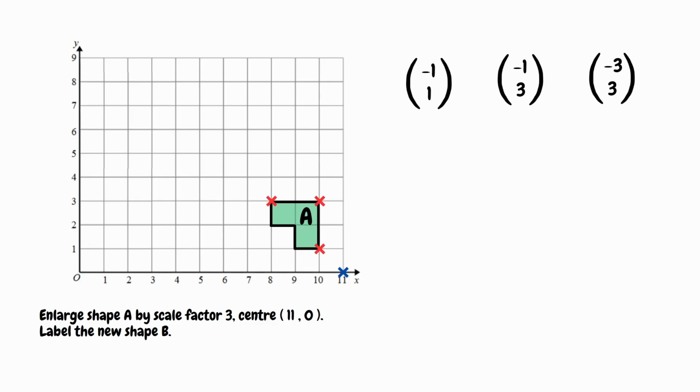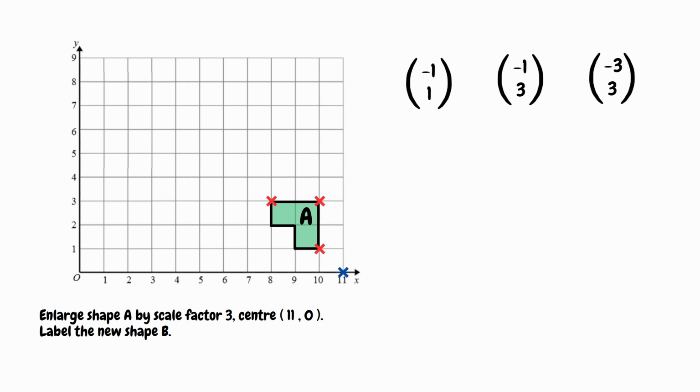So there are 3 more points to find here, but when we're doing an enlargement, we don't actually need to find the vectors for every single point. We can just get away with doing 1 and then applying the scale factor to the dimensions of the shape. So when we have got a trickier shape, we can find some extra coordinates just to make it a bit simpler. So for this shape, I'm just going to use these 3 vectors here.